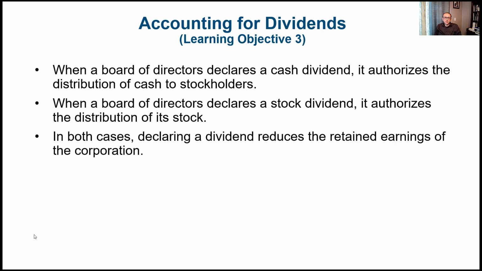Hello everyone. Now let's continue our discussion for chapter 12 and we'll talk about dividends. So what are dividends? Dividends is basically the distribution of net income to the shareholders. And it could be the common stockholders and the preferred shareholders. And as we said in the previous video, preferred shareholders typically receive the dividends before the common stockholders.